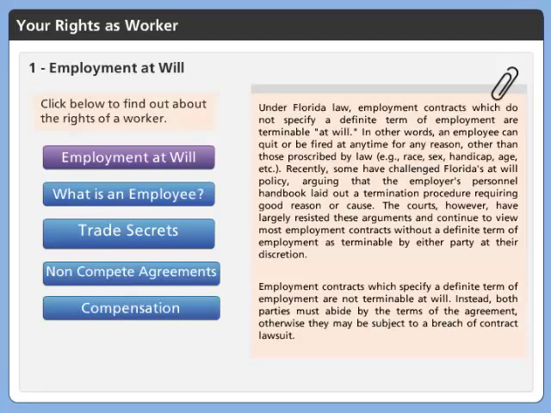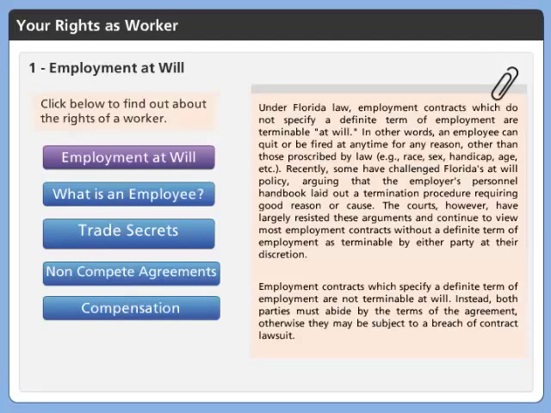Recently, some have challenged Florida's at will policy, arguing that the employer's personnel handbook laid out a termination procedure requiring good reason or cause. The courts, however, have largely resisted these arguments and continue to view most employment contracts without a definite term of employment as terminable by either party at their discretion.